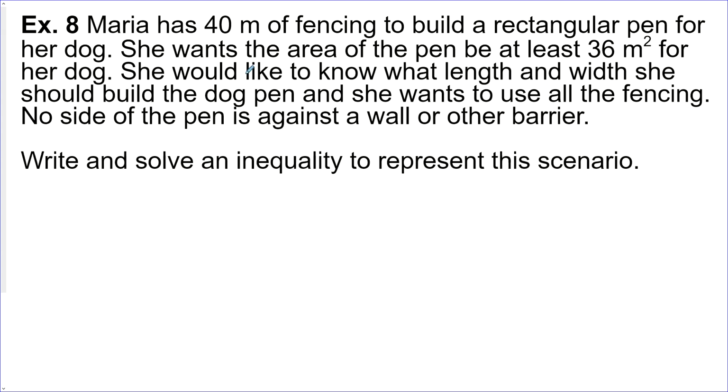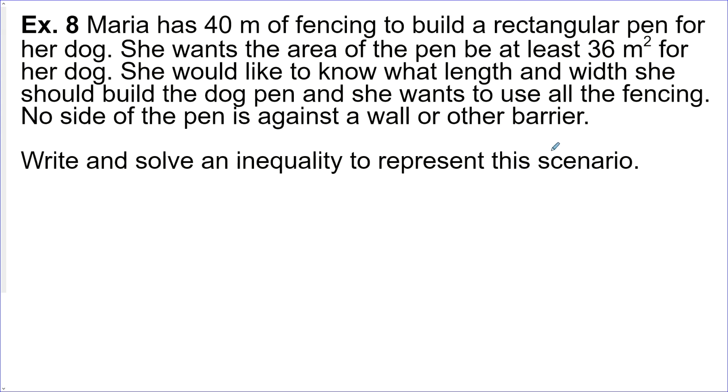Maria has 40 meters of fencing to build a rectangular pen for her dog. She wants the area to be at least 36 square meters. She'd like to know what the length and width is, and she wants to use all the fencing. No side of the pen is against the wall or other barrier.